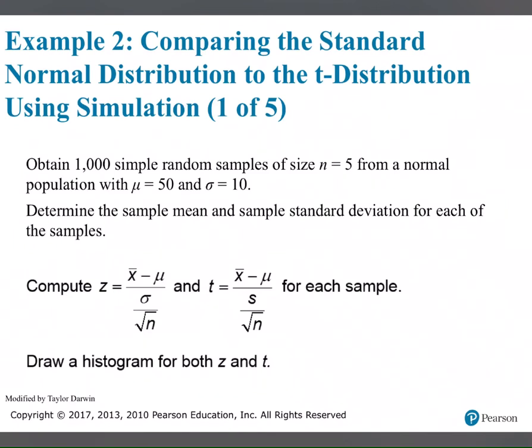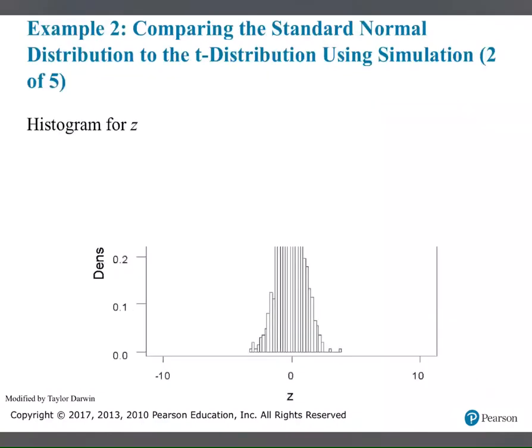Okay, so let's compare standard normal distributions to the T distribution. So let's say we had 1,000 simple random samples of size n equals 5 from a normal population. Let's say our mean is 50 and our sigma is 10. Determine the sample mean and sample standard deviation for each of the samples. So I drew a histogram on the next page with a simulation, so we're going to look at it. I think it cut a little bit of it off, but I'll give you an idea of what it looks like. Again, I apologize, I have no clue why it does this, but it's pretty normal.